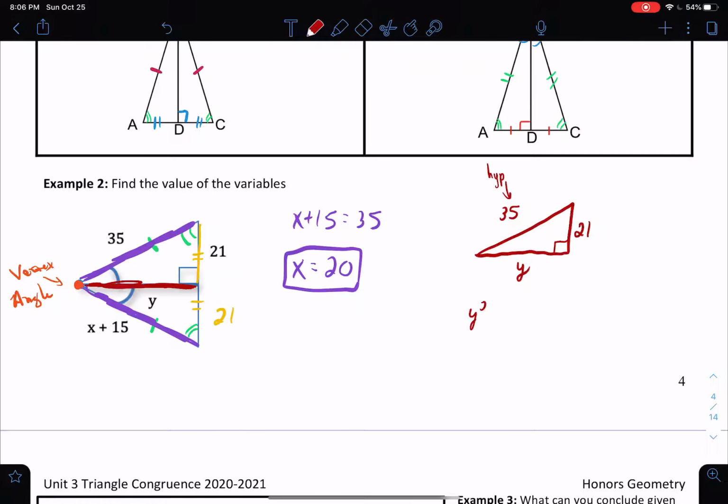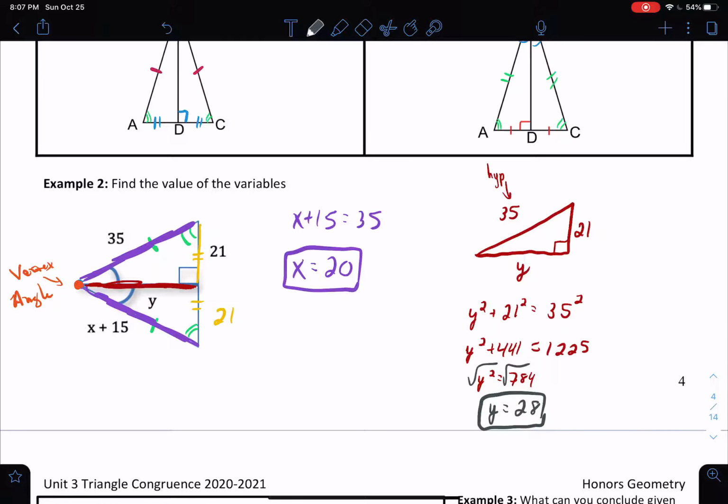So I got y squared plus 21 squared is equal to 35 squared. All right, so if I simplify some stuff in my calculator, I get y squared plus 441 equals 1,225. Subtract 441 from both sides, and I'll get y squared equals 784. Last step, to get rid of that exponent, I'm going to square root both sides, and I'll get y equals 28. Okay? So y is going to equal 28.